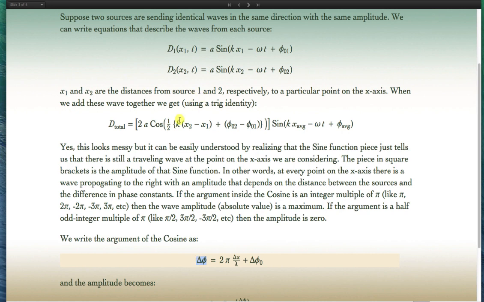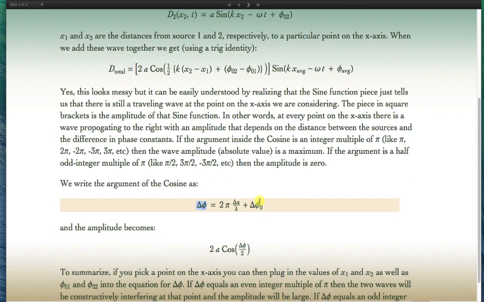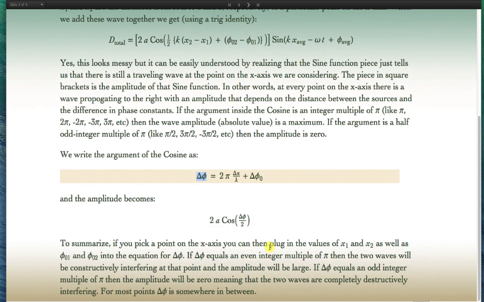It's inside of this cosine function, and that cosine function is part of the amplitude of this traveling wave that you ultimately measure. And then we can write the amplitude as 2a cosine of 1/2 this delta phi thing. So the way we use this is we say, okay, let's pick a point on the x-axis. From that point, we can measure the values of x1 and x2, and we subtract them. And that's basically just the distance between the sources. So we put that in here.